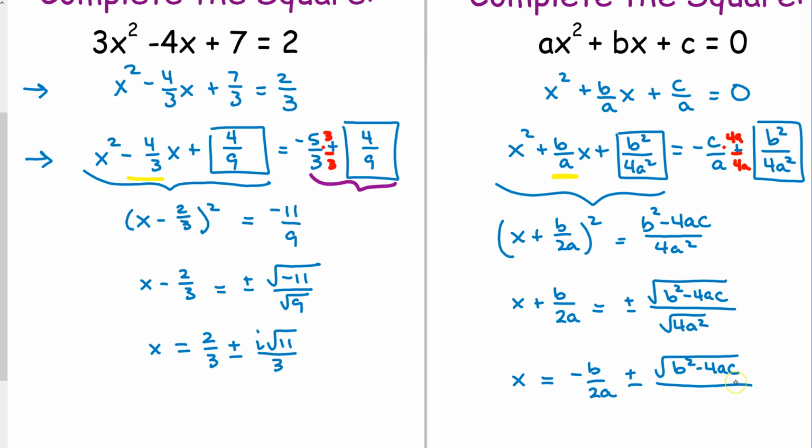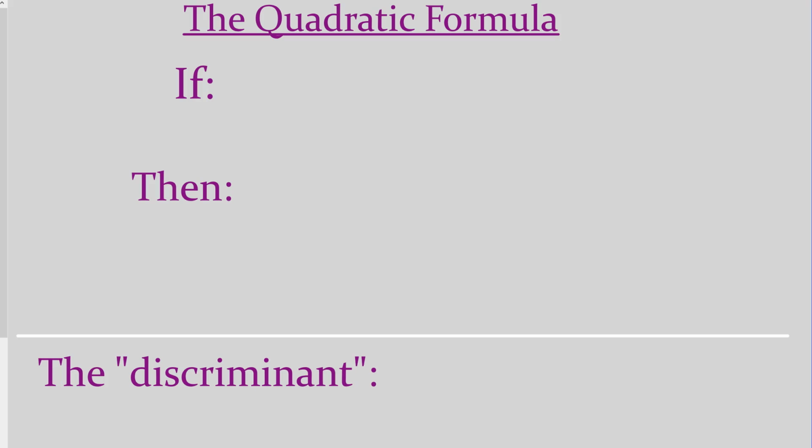But on the bottom, we have the square root of a perfect square, so that would just be 2a. Okay, so this is our quadratic formula, and it is the solution, or the set of solutions, to the equation ax squared plus bx plus c equals 0 that was derived by completing the square. So the quadratic formula is nothing but completing the square. So here's how I want to write it.